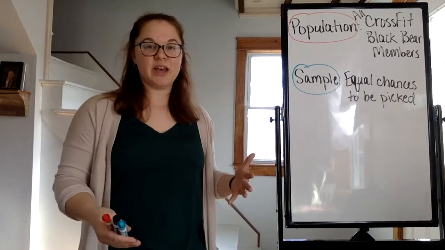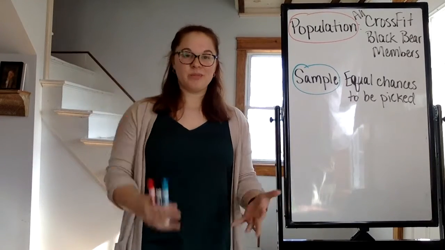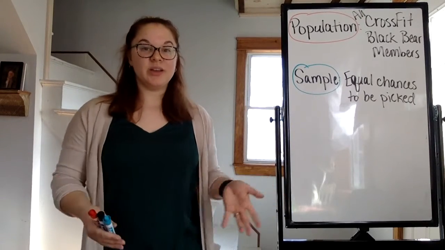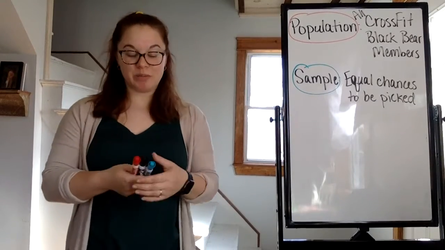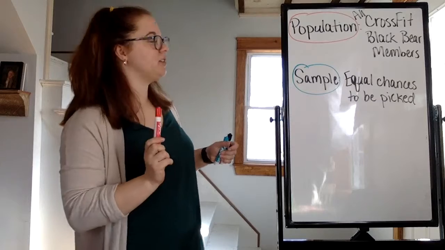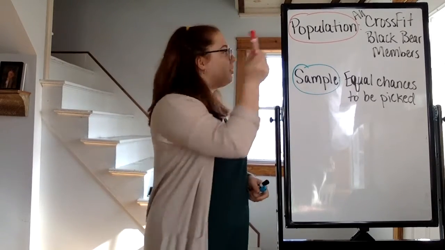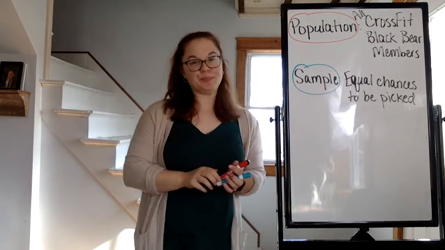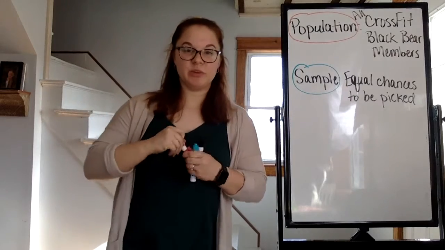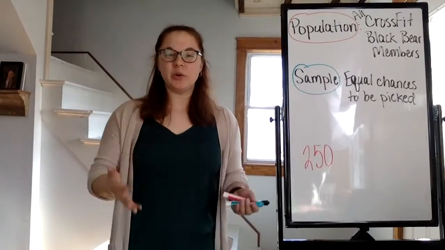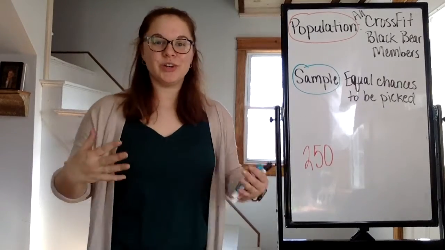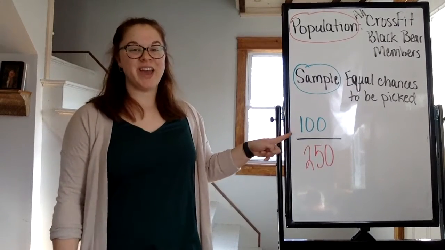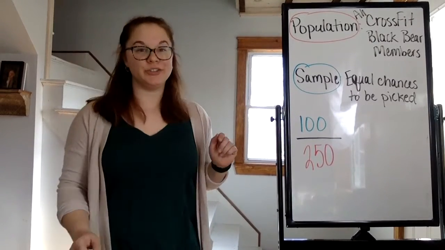So our example is that Luca has decided he wants to think about moving our 6 a.m. class to start at 6:30. So there are 250 members of CrossFit Black Bear, and I'm going to color code this. When I'm talking about the whole population, I'll use red, and when I'm talking about the sample, I'm going to use blue. So he knows there are 250 members of CrossFit Black Bear, and he is going to sample 100 of those 250 people. So here you can see that we've got our sample of 100 out of the whole population of 250 gym members.